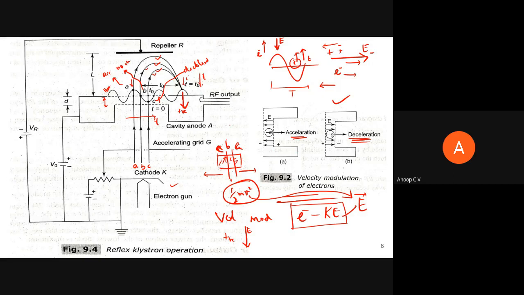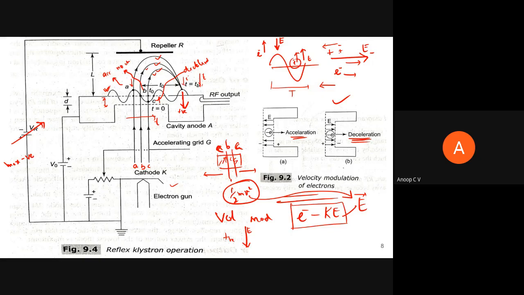That is actually the working principle, right? So velocity modulation and bunching. One more thing you have to keep in mind is that this VR is a variable. You will observe in the lab that initially you will switch on the power, and this VR will be kept at maximum negative.